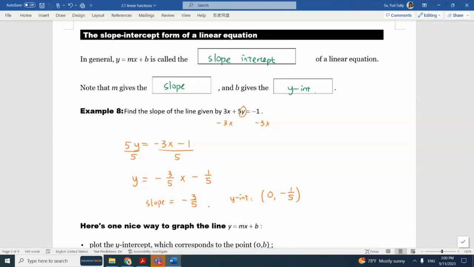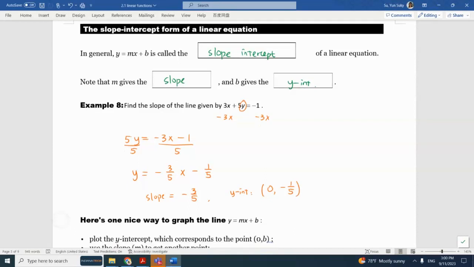So b is the y-coordinate of the y-intercept. The x-coordinate of the y-intercept is always 0. Okay, everybody? The y-intercept is a point. Okay, good. So this is how we find the slope and y-intercept.